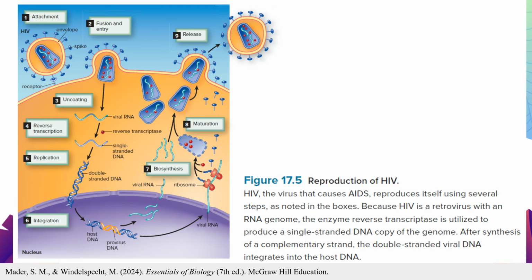HIV uses a combination of facilitated diffusion and receptor-mediated endocytosis to enter host cells. It binds to specific receptor proteins on the membrane and is taken into the cell in a vesicle. By understanding these transport processes, scientists can develop treatments that block viral entry into human cells.